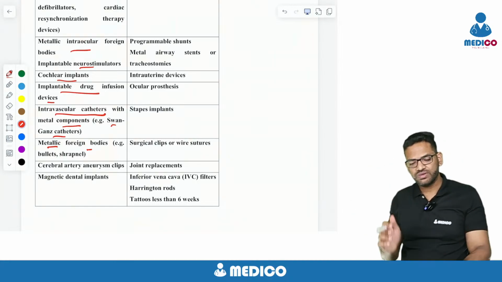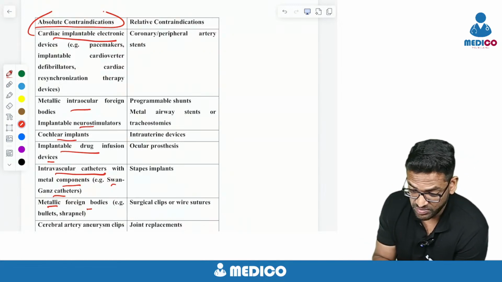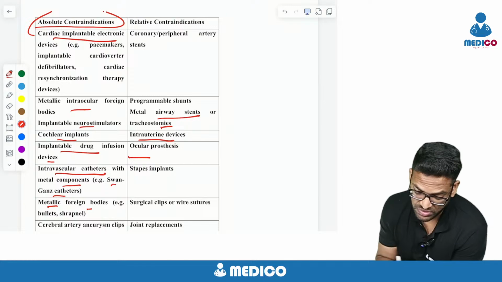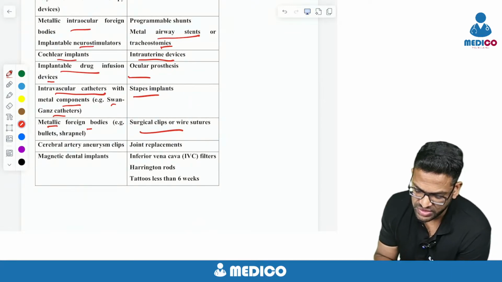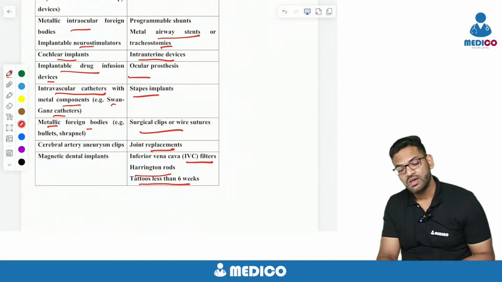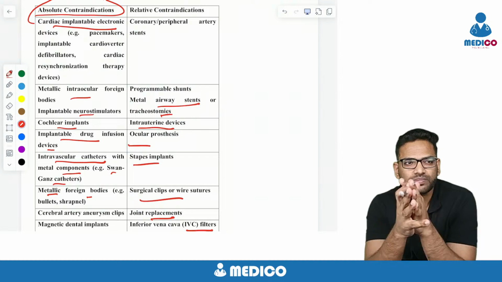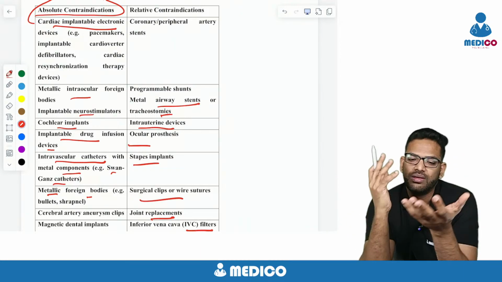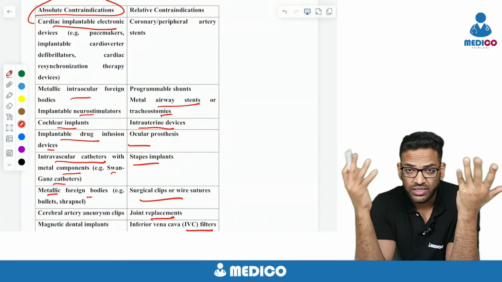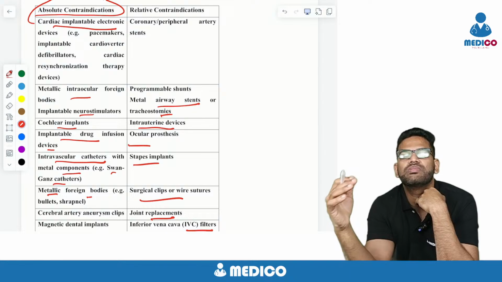Another set is relative contraindications: coronary stents, programmable shunts, metal airway stents or tracheostomies, intrauterine devices, ocular prostheses, tapered implants, surgical clips or wire sutures, joint replacements, IVC filters, Harrington rods, and tattoos less than 6 weeks old. Now, it's an extensive list, but keep in mind one thing: almost all medical devices, be it intracranial aneurysm coils, are now made MRI compatible. They all have an MRI compatible version.